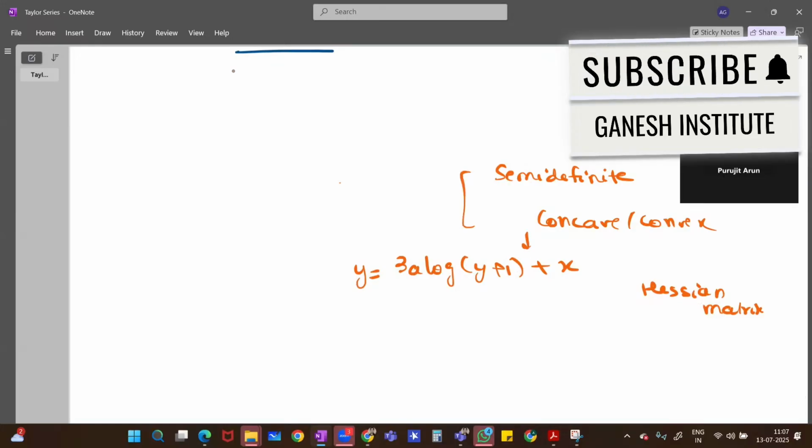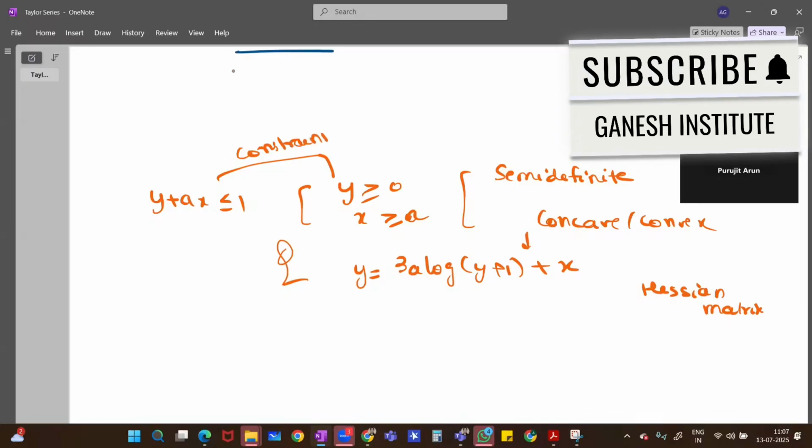If you want, I can give you the constraint. Ma'am, x is greater than or equal to A? Basically, A has linear combination. These three are constraints. This is from your question paper.